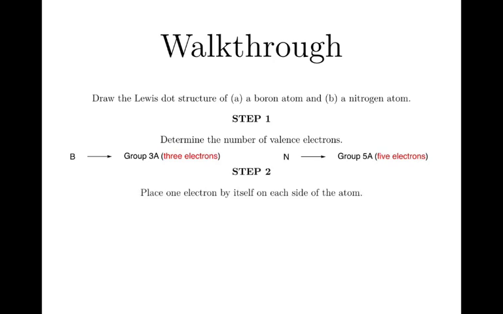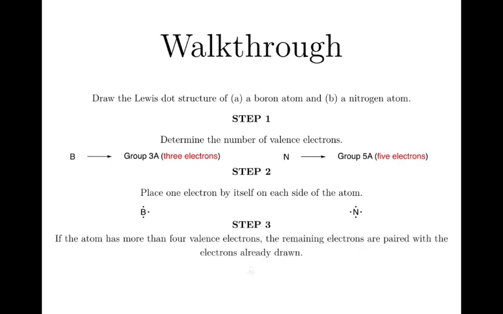Next, we're going to place 1 electron by itself on each side of the atom. So since boron has 3, we're just going to place 3 by each of the 4 sides, with the last side having none. Nitrogen has 5, so we're going to place the first 4 by each of the 4 sides. What about the last 5th electron?